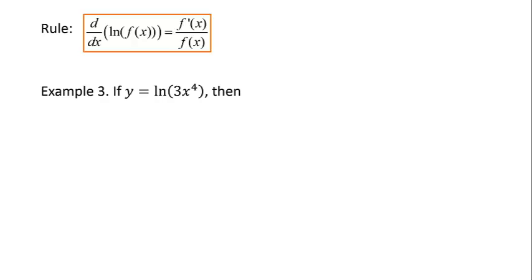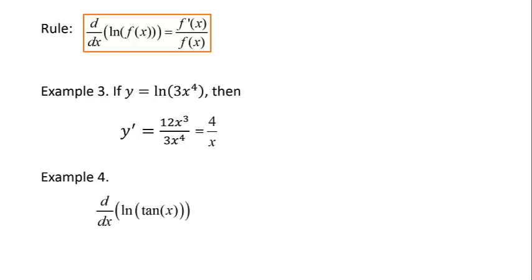For example, if y equals the natural log of 3x to the 4th, then y prime equals 12x cubed divided by 3x to the 4th. Notice this is just the derivative of the inside function divided by the inside function. This simplifies, of course, to 4 divided by x. Suppose we want the derivative of the natural log of tangent of x. According to our rule, this derivative will equal secant squared divided by tangent, the derivative of the inside divided by the inside.